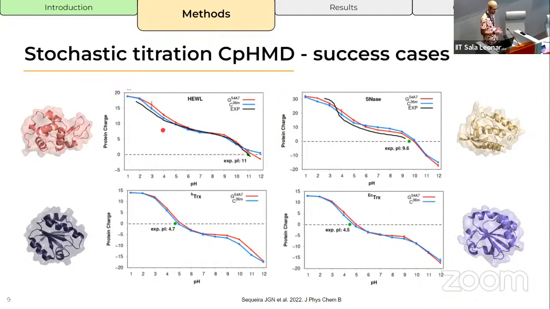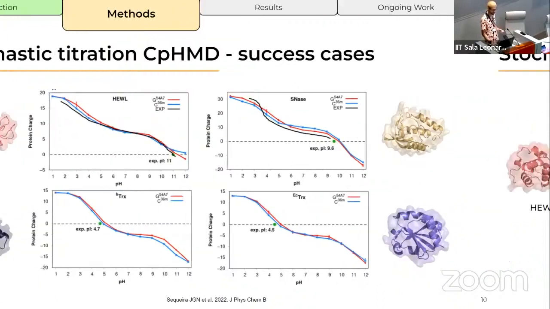And in blue and in red, we can see the different force fields that we already support, so CHARMM and GROMOS. We can see that we've been able to mimic the experimental data pretty well. And even for the systems where you don't have the full titration curves of the proteins, we've been able to predict more or less well the isoelectric point of these different systems.